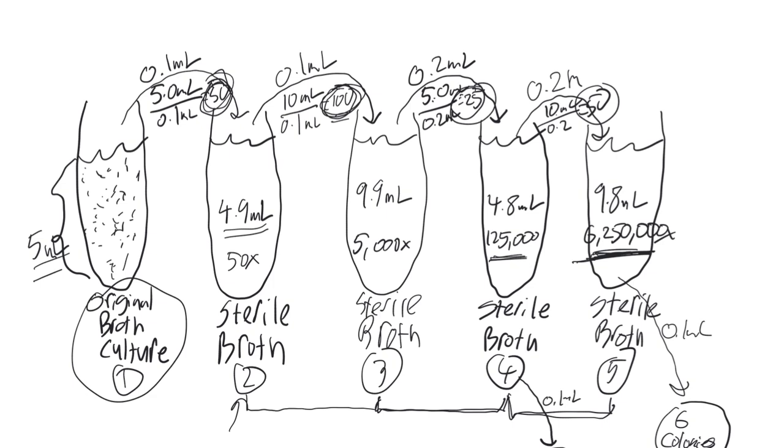Well, the general rule of thumb is that to get an accurate count, you have to have anywhere from between 30 to 300 colonies. Okay? If you have fewer than 30, we say that it's too few to count. And if you have greater than 300, you have too many to count.